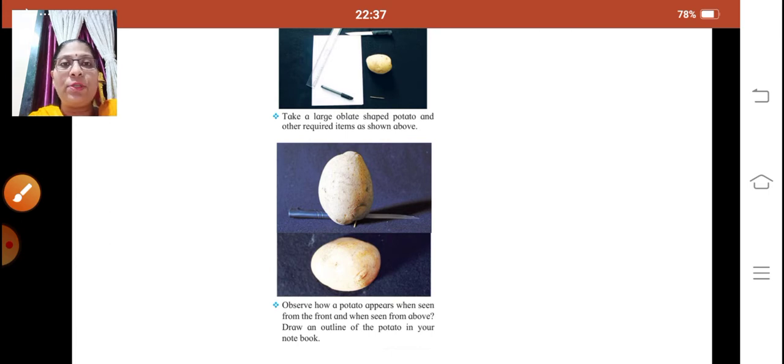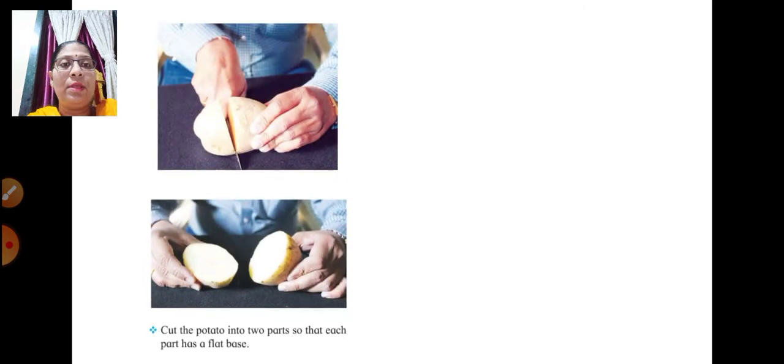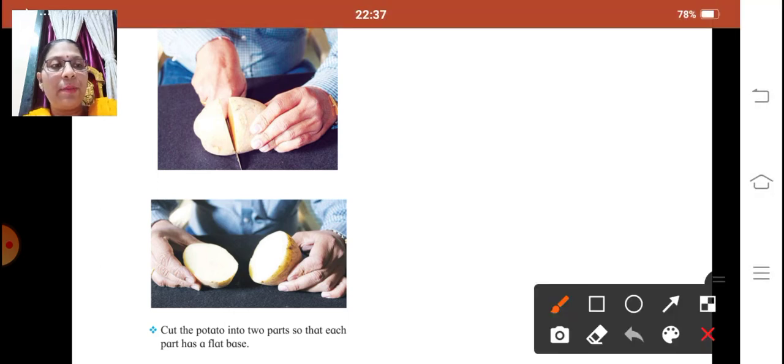Okay, so a potato is taken. Now why do we need a potato? Yes, you must be wondering why the teacher is showing us to use a potato. Let's see. Cut the potato into two parts so that each part has a flat base. When you cut the oblate potato, you get a flat base. So this is the flat base which we are talking about.